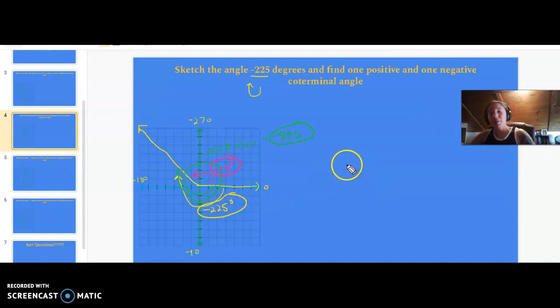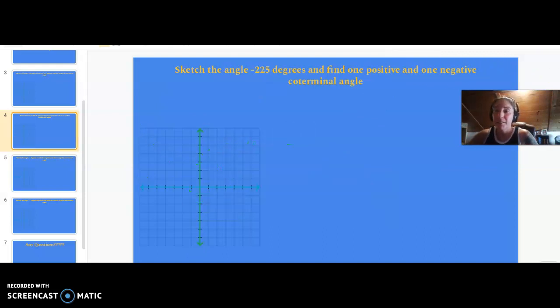So to find coterminal angles, A, just go the other way around. B, go another revolution around and add or subtract 360, depending on whether you're going positive or negative. That's it. Or you can keep going: add 720, add 1080, add however many more revolutions you want to go around. The possibilities are literally endless.